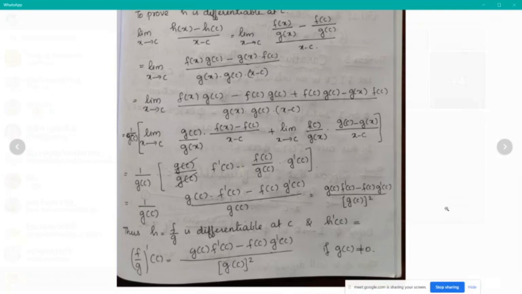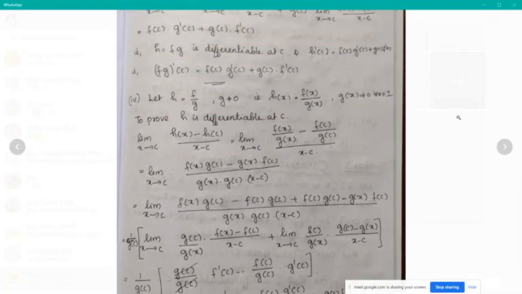g of c the whole square, which is the derivative that exists, so that this f by g is differentiable at c, and that derivative is equal to that value, limit in the value, which is denominator into derivative of the numerator minus numerator into derivative of the denominator divided by denominator square, which exists wherever this denominator is non-zero. Okay, so this is that theorem.